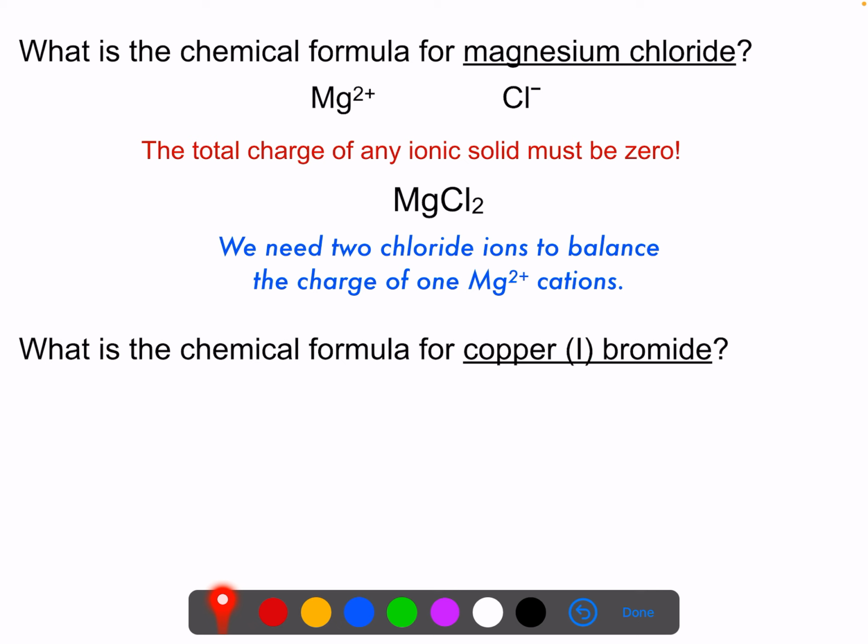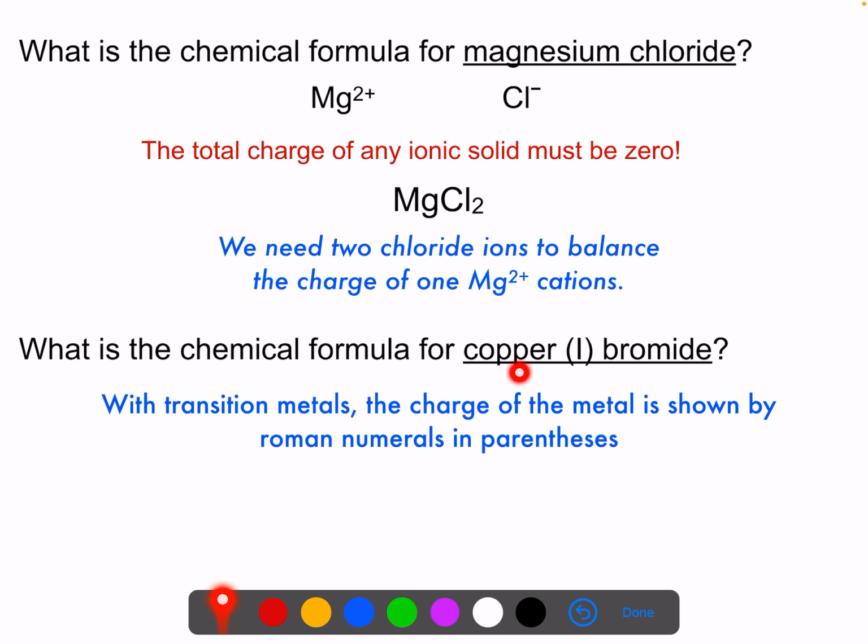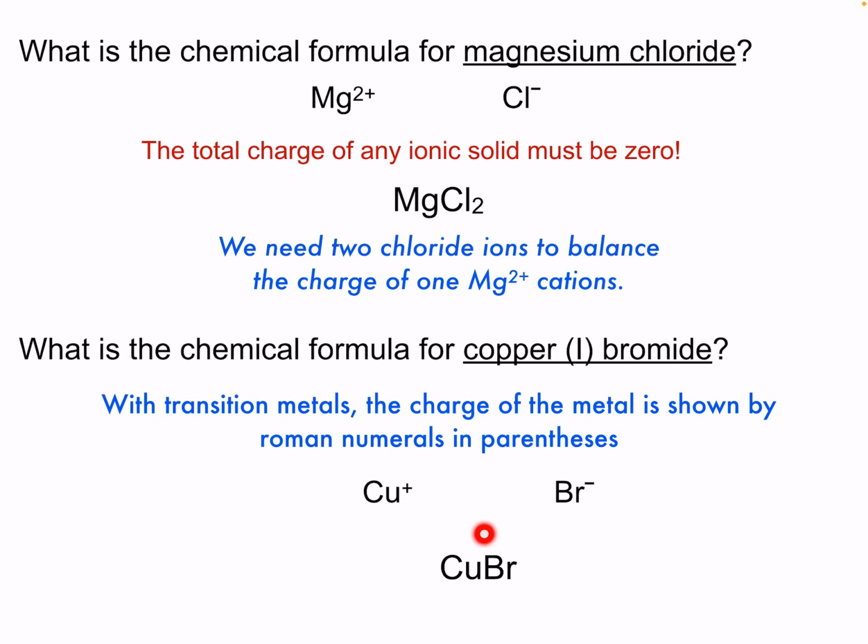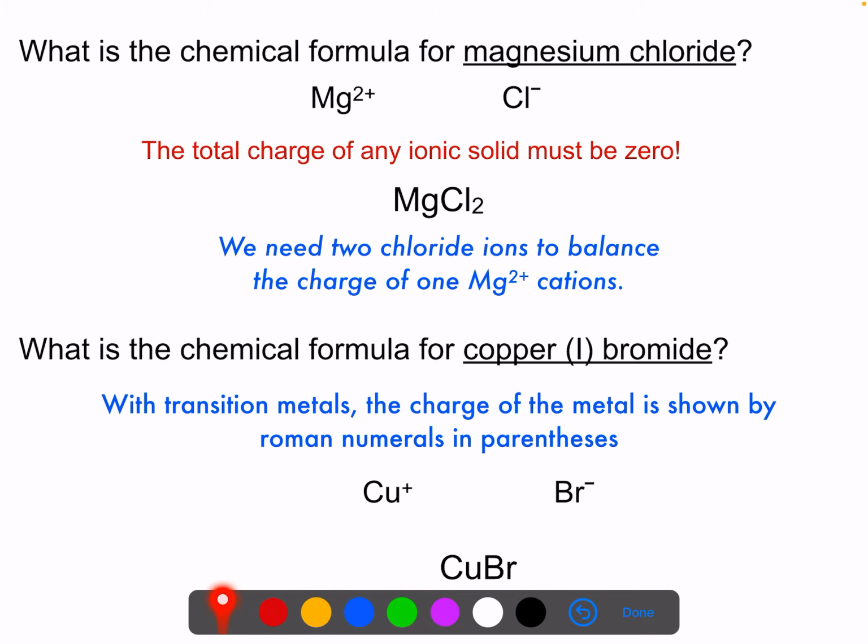That tells us copper is a +1 charge. Bromide is a halogen, so it can only ever have a -1 charge. So the overall formula of copper 1 bromide is CuBr, 1 copper, 1 bromide, because +1 and -1 make 0, and we have our neutral copper 1 bromide.